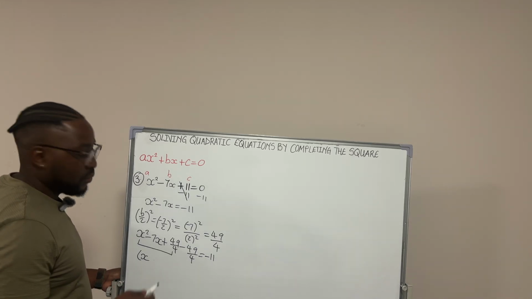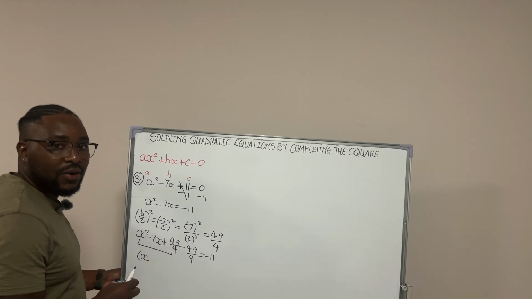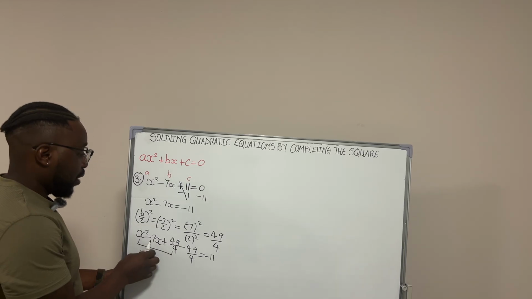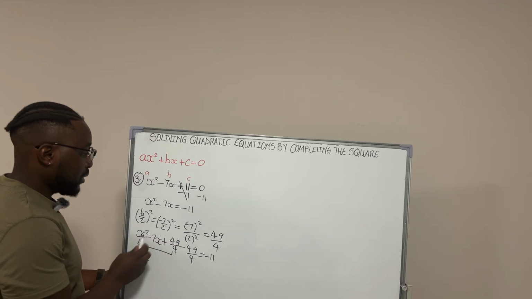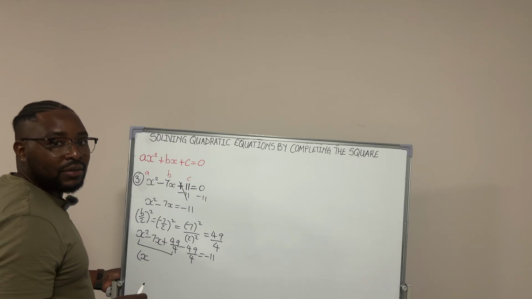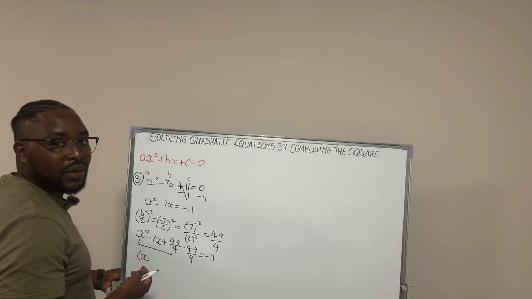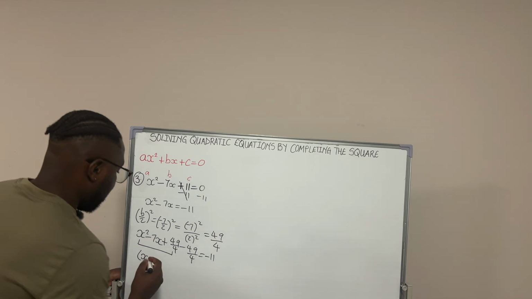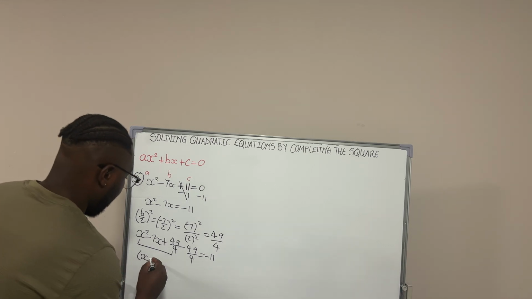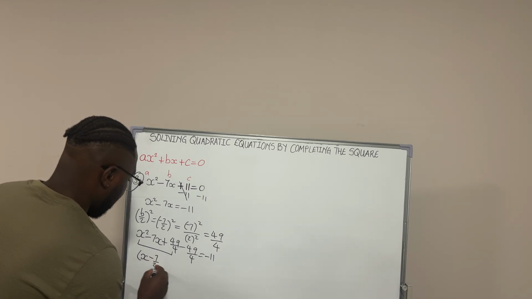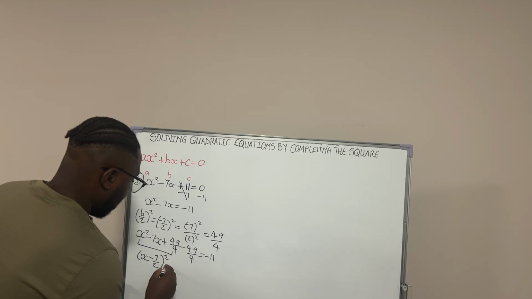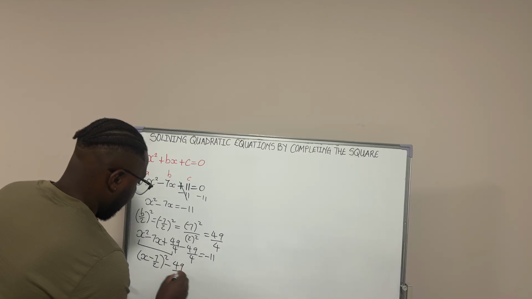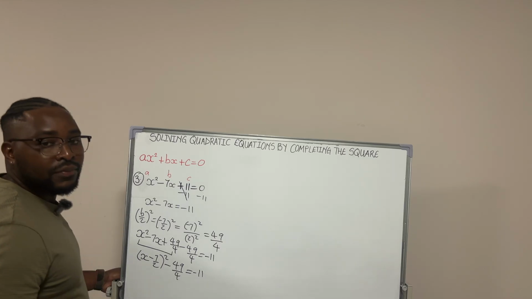And how do we do that? We take half the coefficient of x. And our coefficient of x is negative 7. Right? So all we have to do is take the half, and that's dividing by 2, right? So it will be negative 7 over 2. We square that. Minus 49 over 4 equal to negative 11.